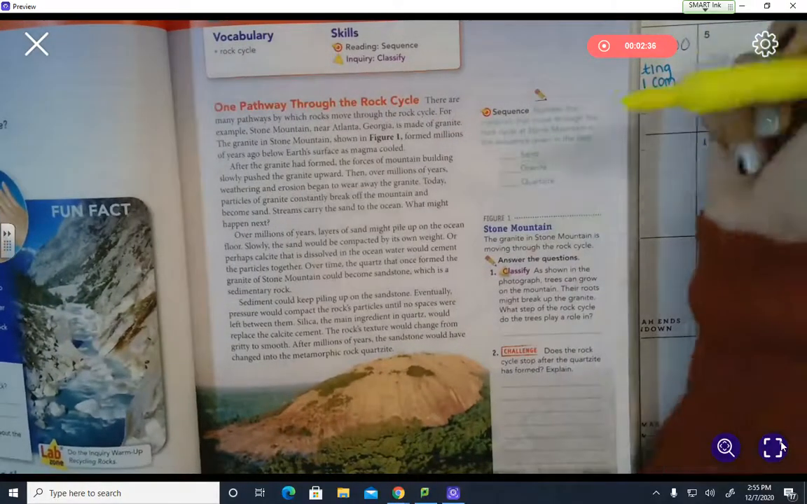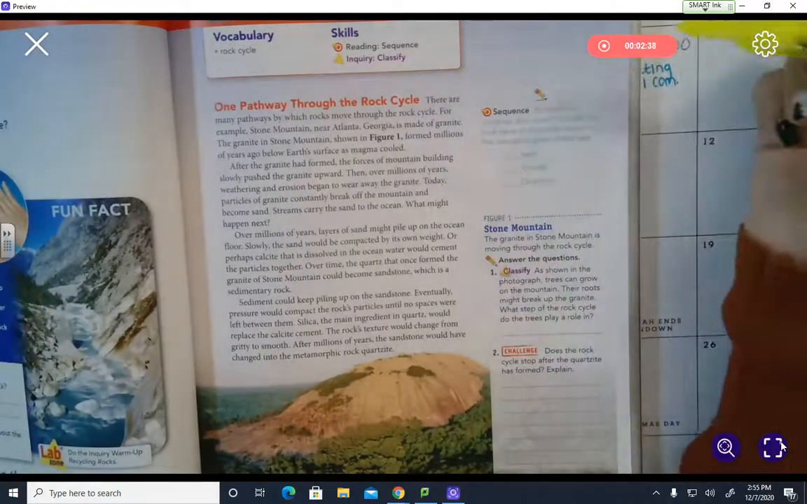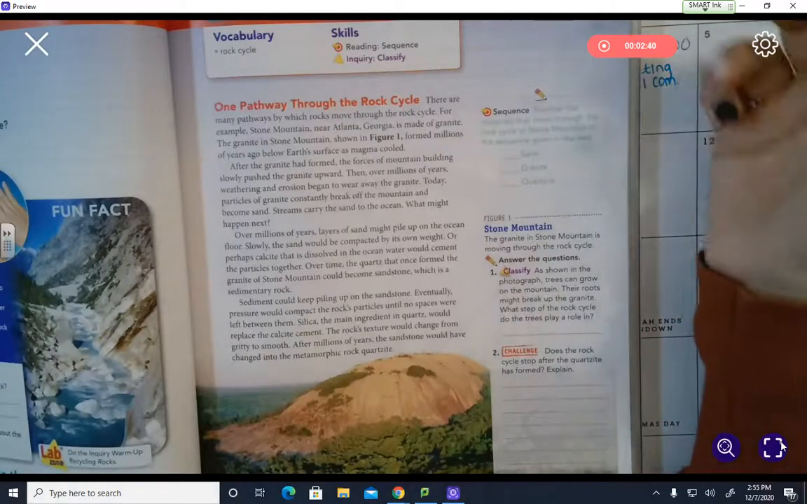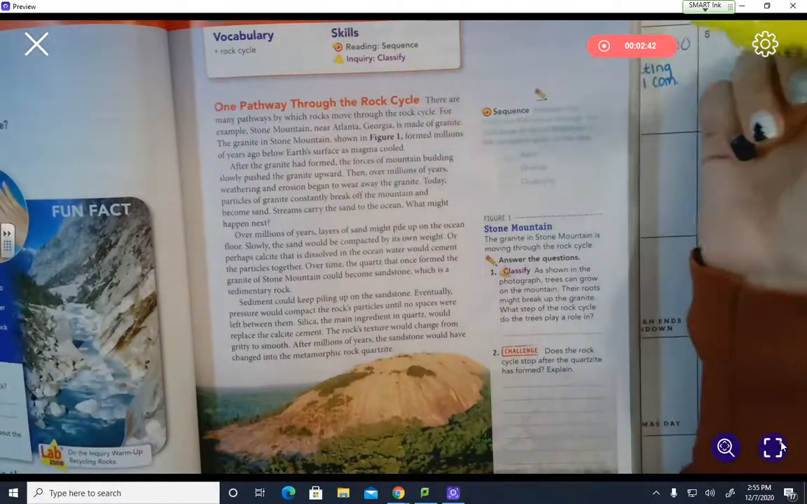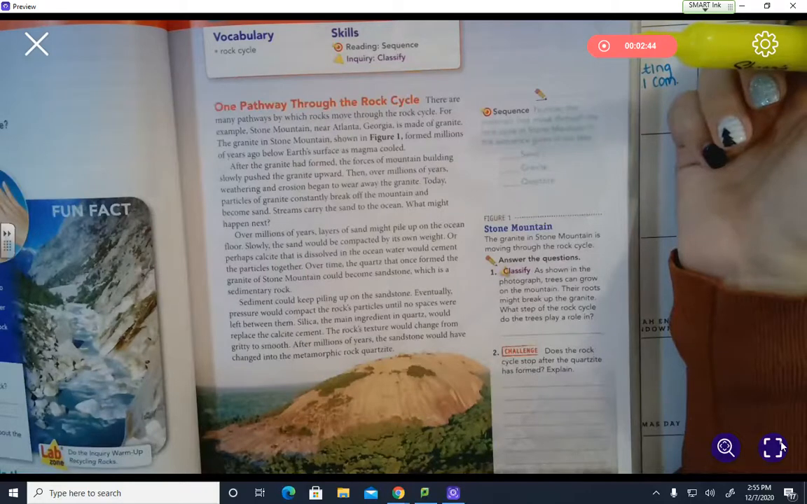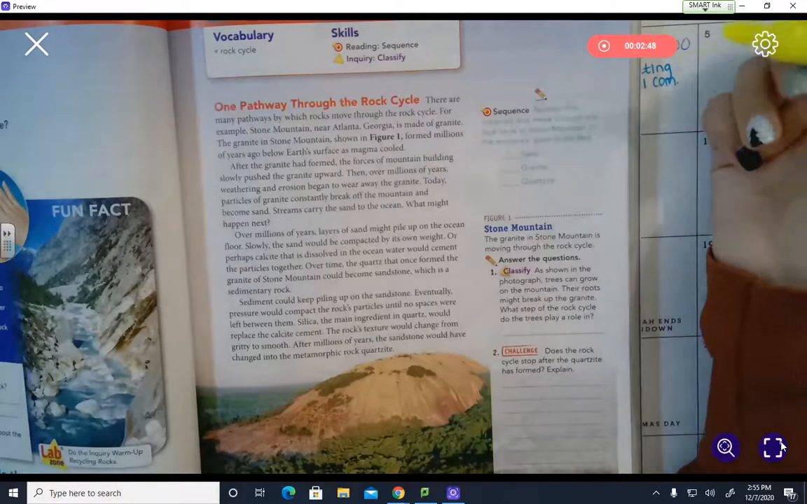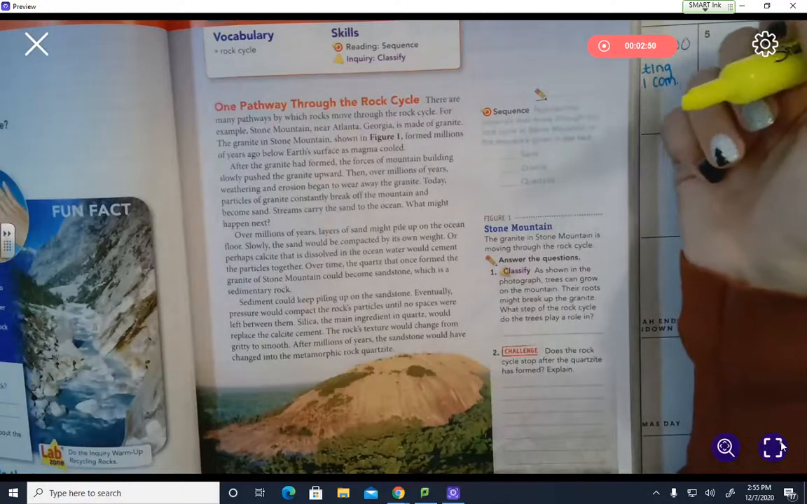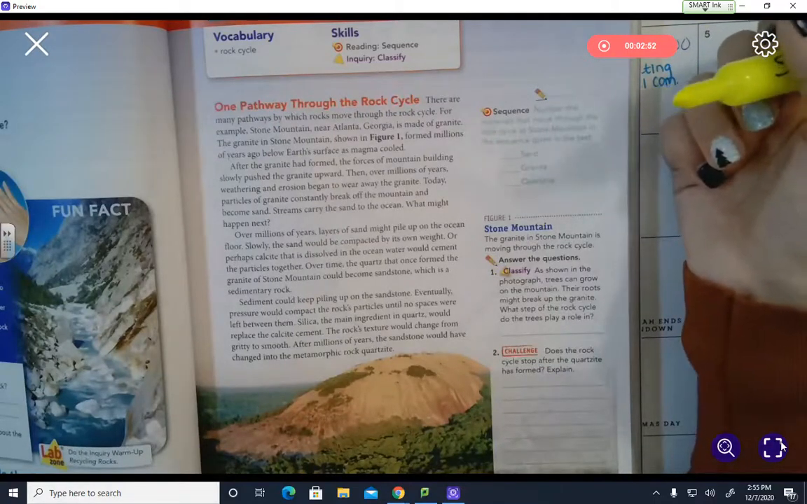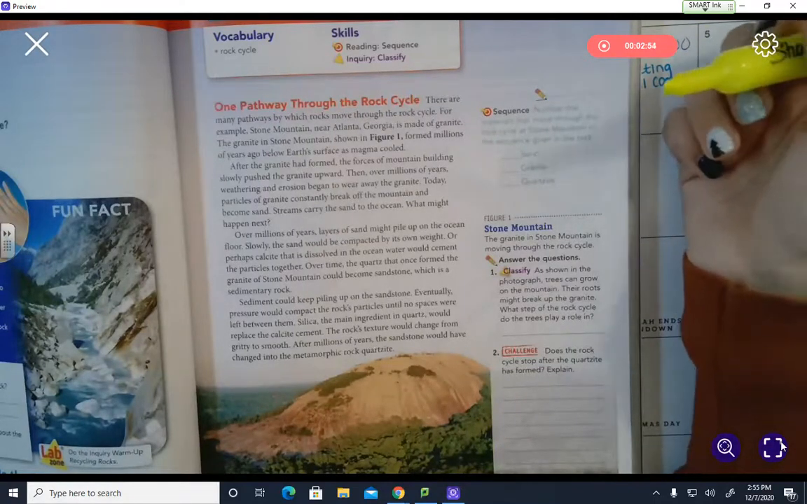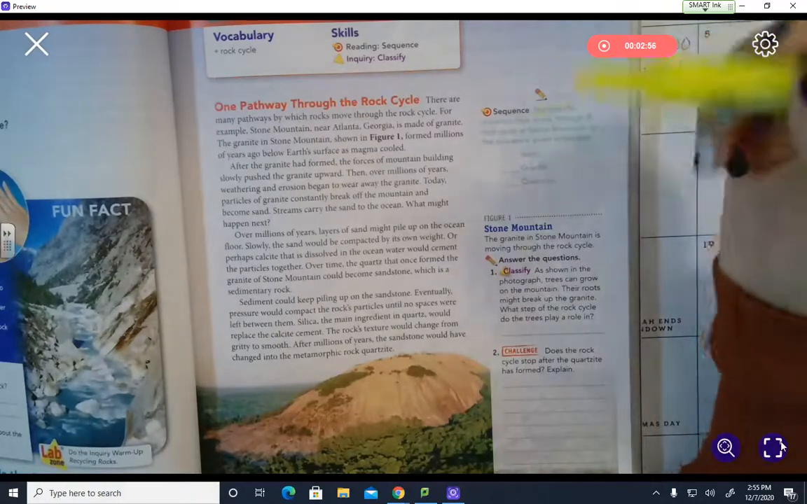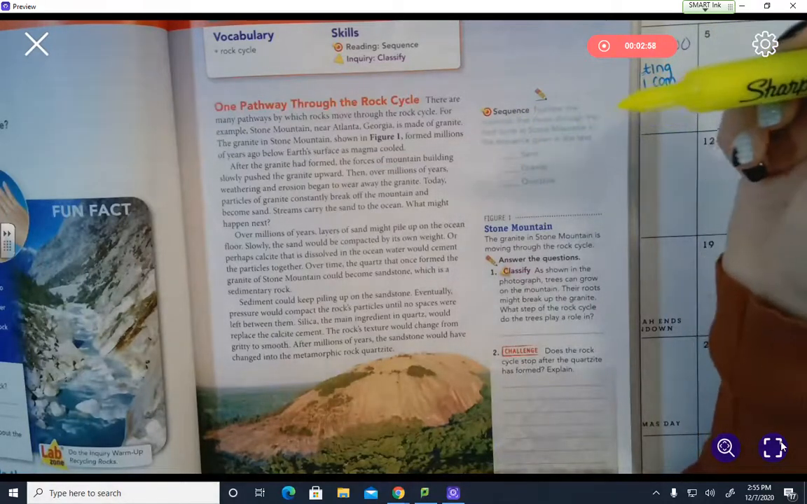On the next page, one pathway through the rock cycle. This is going to take us one way through the rock cycle. There are many pathways by which rocks move through the rock cycle. For example, Stone Mountain near Atlanta, Georgia is made of granite. The granite in Stone Mountain, shown in Figure 1, formed millions of years ago below Earth's surface as magma cooled.